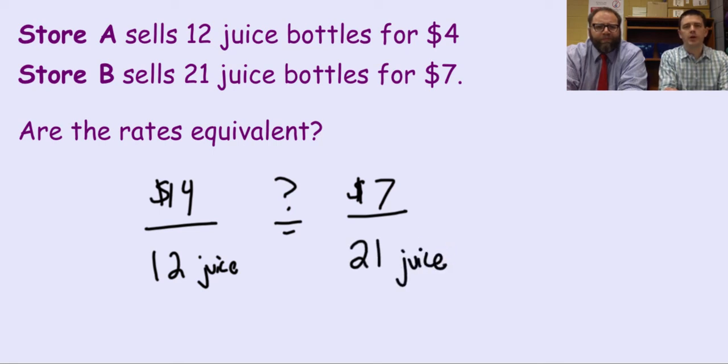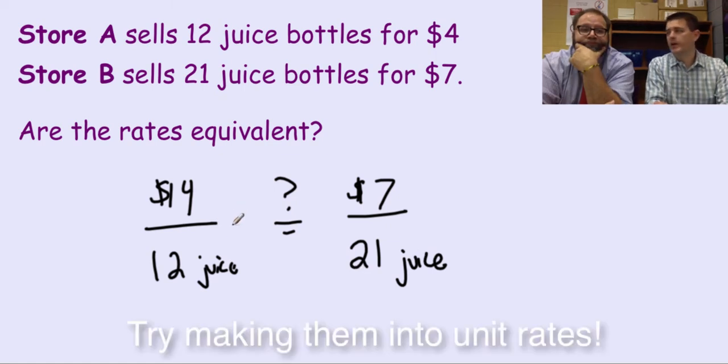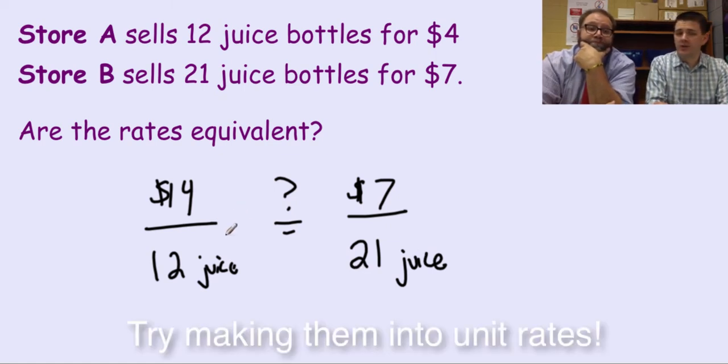Okay. So there are a couple ways of getting to this one. First way is checking for our patterns. Is there an easy way to go from a 4 to a 7 or a 12 to a 21? No, not really. So what would I divide both 4 and 12 by to turn this one into a unit rate? We divide it by 12.